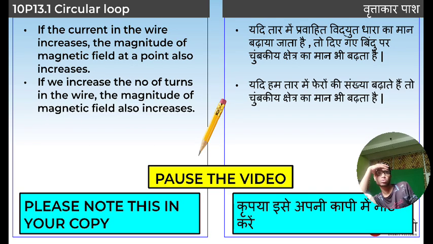This is for you. If the current in the wire increases, the magnitude of the magnetic field at a point also will increase. If the current inside the wire increases, then the magnetic field around that wire will increase. If we increase the number of turns in the wire, the magnetic field will also increase.